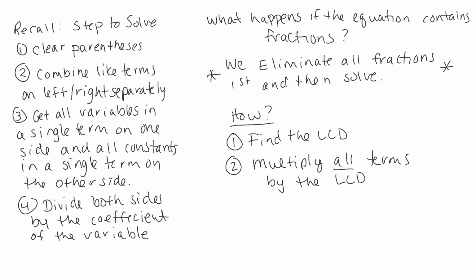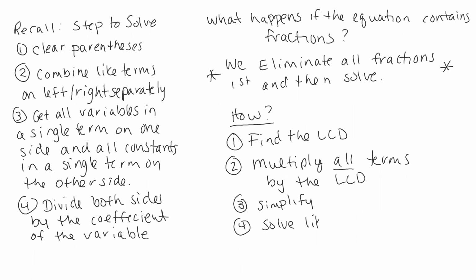And then you simplify. So when you multiply all of the terms by the LCD, what you're going to see happen is all of the denominators are going to cancel out and you're going to be left with just all integers. So that right there, step 1 and 2, you're going to end up eliminating all of the fractions and you'll just have a bunch of integers in your equation and it would be just like the previous video. So step 3, you simplify. And then step 4, solve like normal.